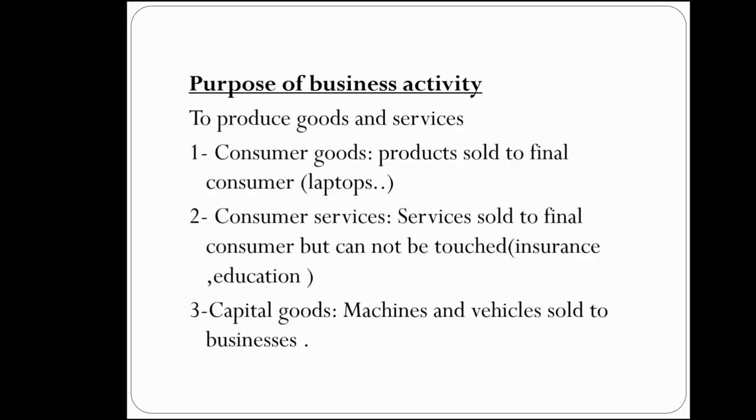This topic here, purpose of business activity, just understand it. They don't ask about it in the exam. Just know that we have 3 types of goods and services. When I say a consumer good, it's a product which is sold to a final consumer, to us, like laptops and mobile phones. Consumer services are services sold to people, like when I go to the bank, or the insurance company, or the school giving me a service. And capital goods are goods that I can touch, but they are sold from a business to a business. For example, the school will buy a printing machine from another business.